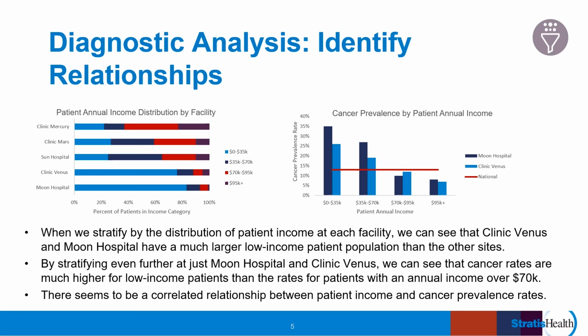When stratifying by the patient income distribution at each facility, we can see that Clinic Venus and Moon Hospital have a much larger low-income patient population than the other sites. By stratifying even further, we can see that the cancer rates at Moon Hospital and Clinic Venus are much higher for low-income patients than those with an annual income of $70,000 or more. There seems to be a correlated relationship between patient income and cancer prevalence rates.